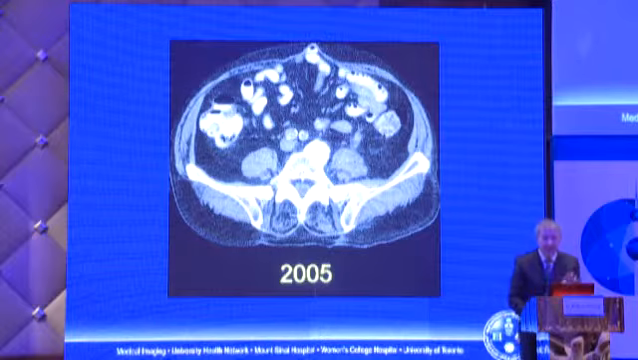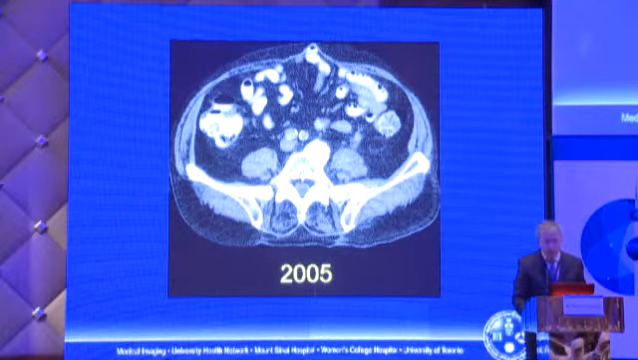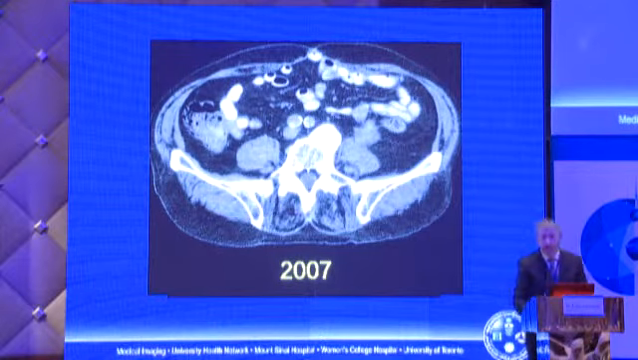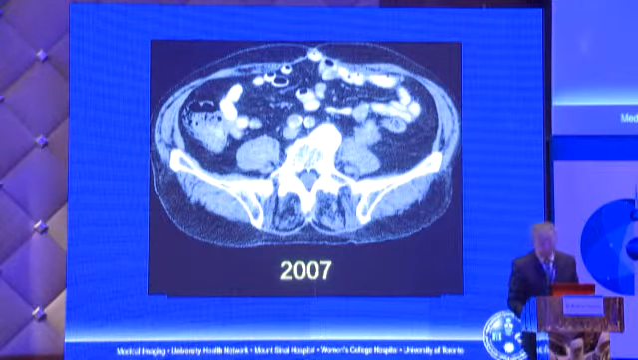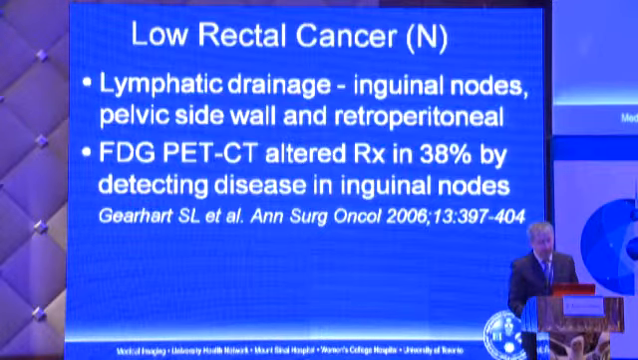That's why I'm emphasizing this inferior mesenteric chain, and then when the patient came back in 2007. So you have a low threshold for characterizing nodules in this region further when doing post-operative follow-up imaging.